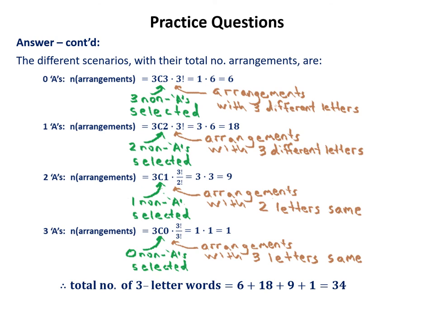And finally, if we have 3 A's, in other words, if the entire three-letter string is made up of the 3 A's, then we're choosing none from the 3 non-A's, so that's 3 choose 0. And now we have three letters that are all identical, so that's just 3 factorial over 3 factorial. That's the permutation for that. In other words, 3 choose 0 times 3 factorial over 3 factorial, which works out to 1 times 1, which equals 1. So the final answer to this problem, the total number of 3-letter words or strings, is equal to 6 plus 18 plus 9 plus 1, which equals 34.